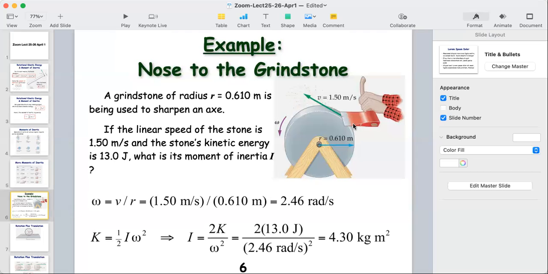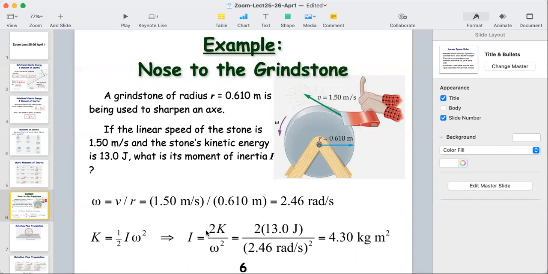The linear speed is provided, 1.50 meter per second. The radius is also provided, which is 0.610 meters. The units are compatible because here is meter and here is meter per second. So I'm going to do 1.50 meter per second divided by 0.610 meters, and I found my angular velocity, which is 2.46 radian per second.